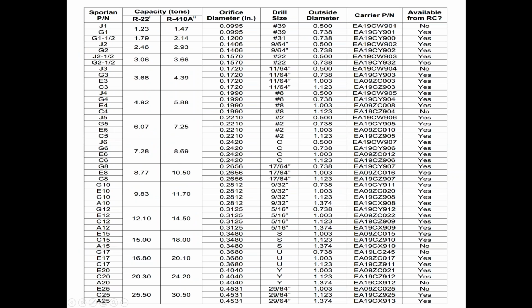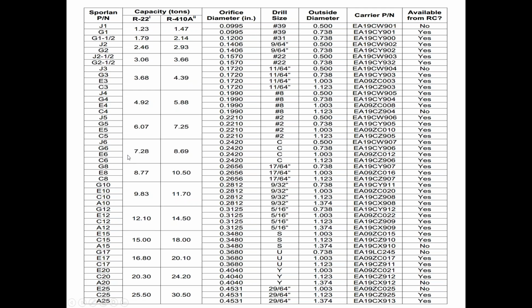So as the number increases, so does the tonnage. And as the letter changes, so does the outside diameter of the nozzle. So a J fits a 1/2 inch distributor. A G nozzle would fit a 7/8 distributor, and then an E nozzle will fit a 1 inch. C nozzles for an inch and an eighth, and so forth and so on here.